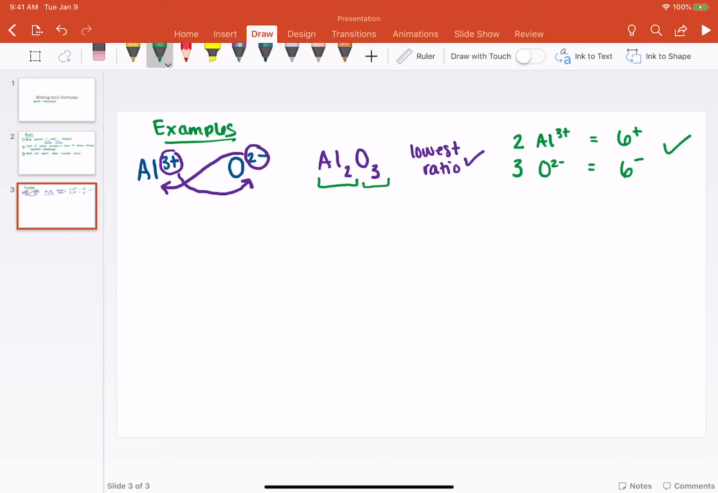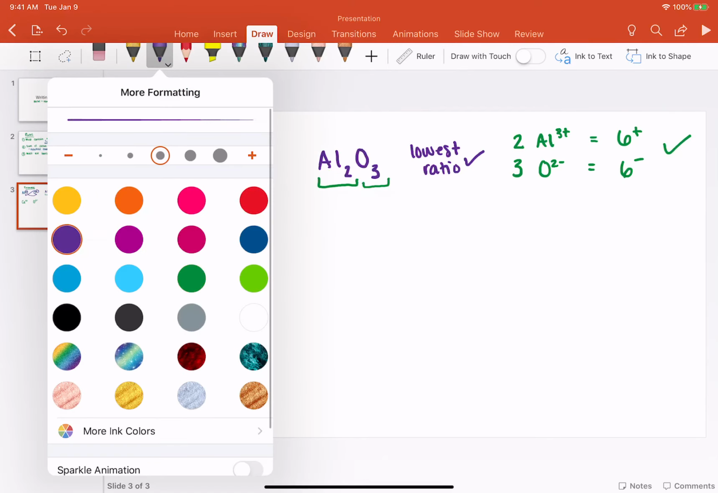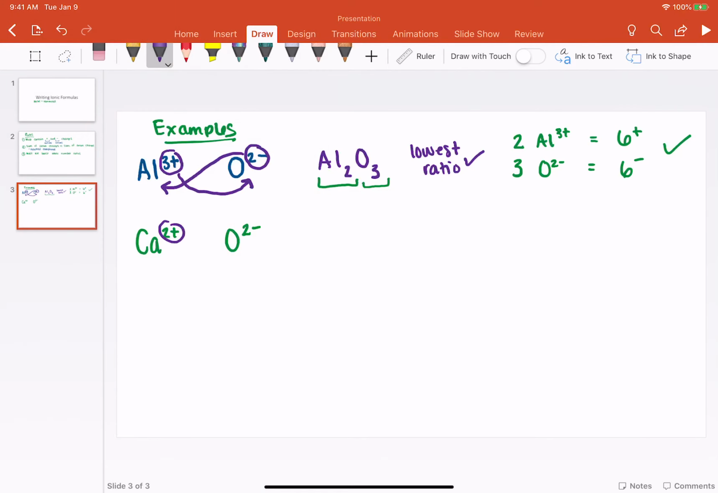Let's do one more. Let's use calcium 2 plus and oxygen 2 minus, so we're going to use the O2 minus again. And let's flip our charges. So the 2 will go down to the bottom, and then this 2 goes down to the bottom here. So we end up with Ca2O2.